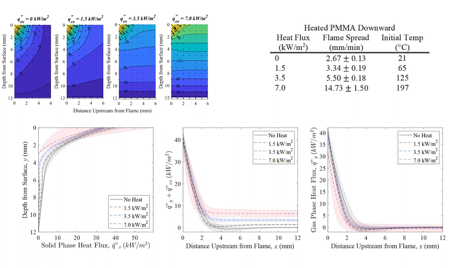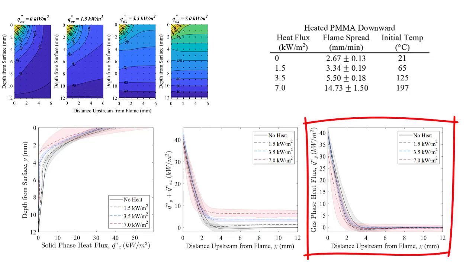When considering the gas phase heat fluxes received at the surface of the solid, this method reasonably reflects the external heat fluxes imposed far from the leading edge. Therefore, if you remove the effects of external heating, you can observe the gas phase heat flux from the flame alone. Now, apart from the trial that was conducted at 7 kilowatts per meter squared, the gas phase heat fluxes display similar behavior between each of the heating conditions.